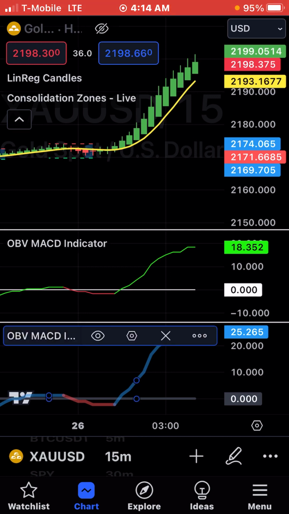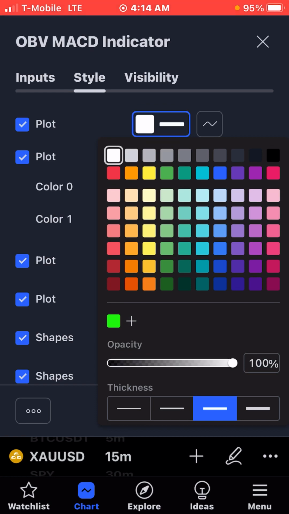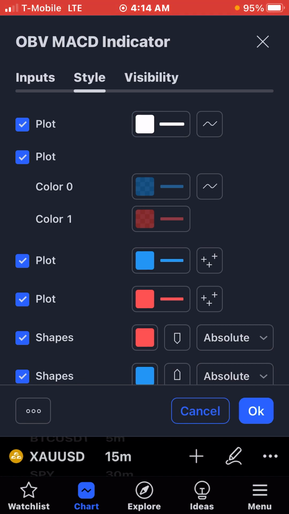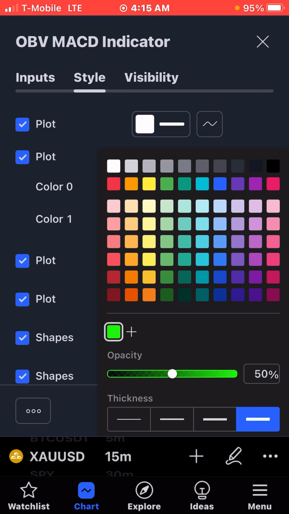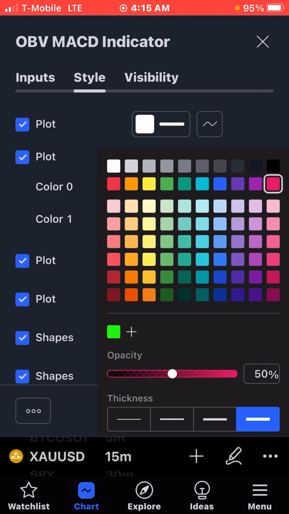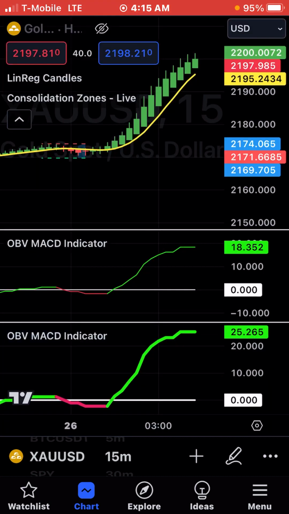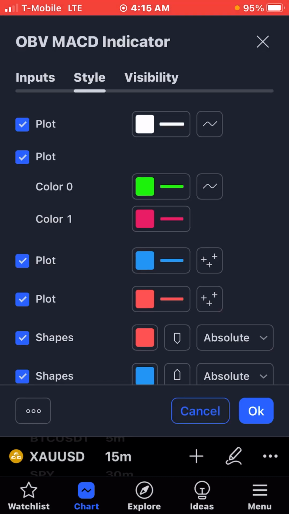You want to go here to your settings. You want to go to your first plot line. You want to make it a color that stands out. Your color 0 is basically your green, so you want to change it to a green with 100%, and then you want your color 1 to be a red or a bright similar color, and you want to make sure the contrast is up on that. And then you get something like this. So let me just shrink down my lines.